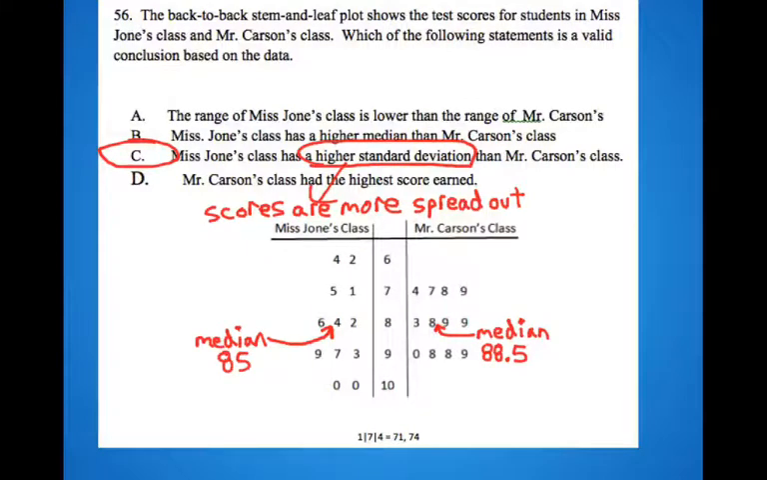The higher standard deviation is Miss Jones' class. You can tell she has a really low score of 62, looks like, as her lowest. Remember how it starts in the middle here. So 62, and then she has a high score of 100. Miss Carson's class isn't quite as spread out, so you can tell. And then you should also check the medians. I checked the medians of each of those, and it looks like the median is actually higher in Mr. Carson's class, so that's why that B answer is incorrect. All right.